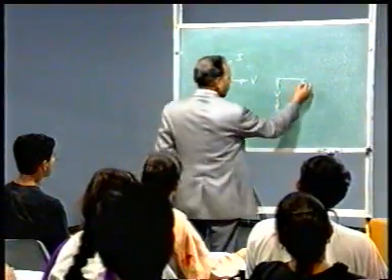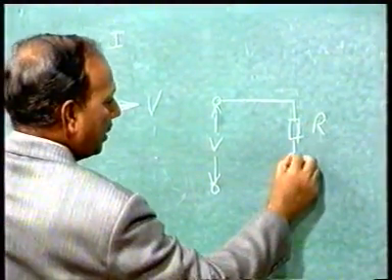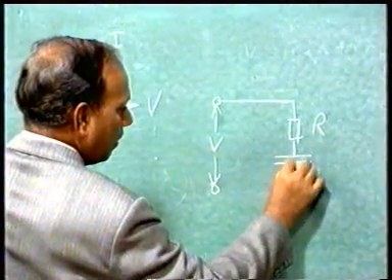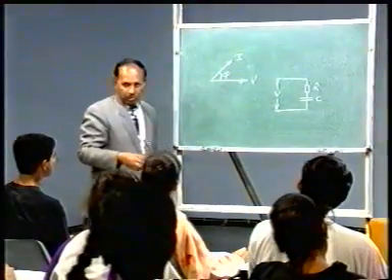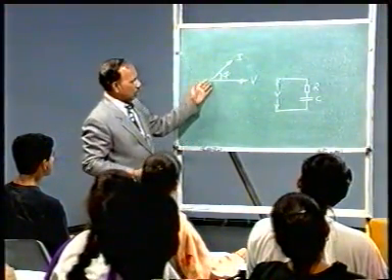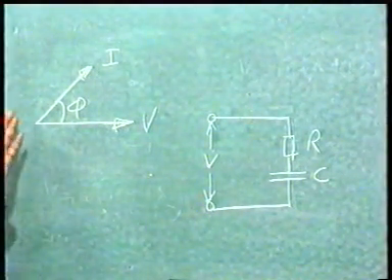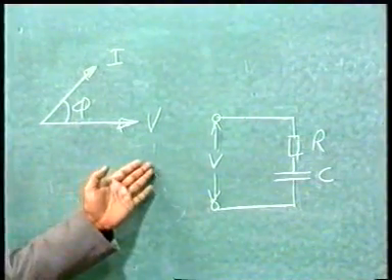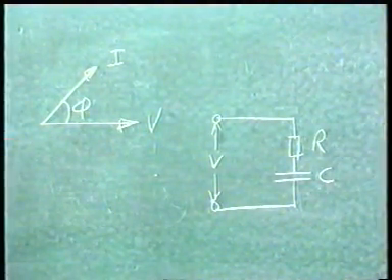Because the current is leading, say RC circuit, it could be RC or RLC depending on that XC should be bigger than XL. So it could be an RC circuit or an RLC circuit. So for each phasor diagram, there is an equivalent electric circuit. Is this point clear? Yes.